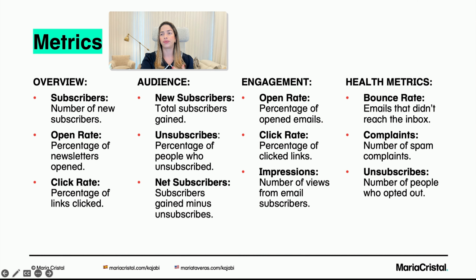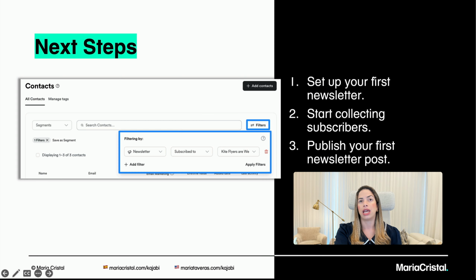So some of the metrics that the newsletter product inside Kajabi offers is the overview in general of how many subscribers you have, how many people are opening, the click-through rate that they have, how many are new, how many unsubscribed, so the net subscribers, which is those that you gained minus the ones that unsubscribed, the engagements based on openings, clicks, and impressions, and finally the health metrics of your newsletter, which include the bounce rates, emails that didn't reach people's inbox, complaints, anyone that marked you as spam, and the people who opted out as well.